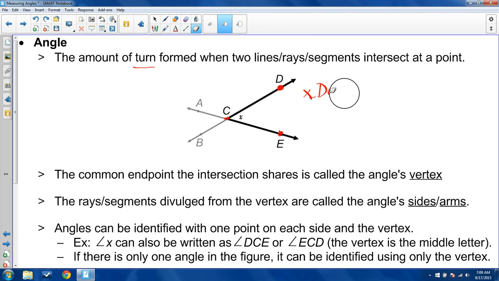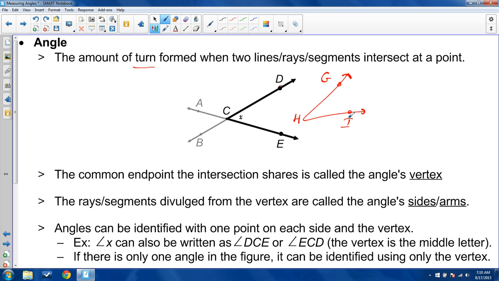If there's only one angle in the figure, it can be identified using only the vertex. So what does that mean? Well, in this particular case, if I didn't have this other part grayed out, it would have looked more like there were four different angles. And in fact, there are. There's 1, 2, 3, 4 different obvious angles being made. But what if there was only just one obvious angle being made, such as this one right here, and I called it G, H, I, like that? I could just call this one here angle H. I don't have to call it angle GHI. But for better practice, we are going to be using 3 letters instead of just one.